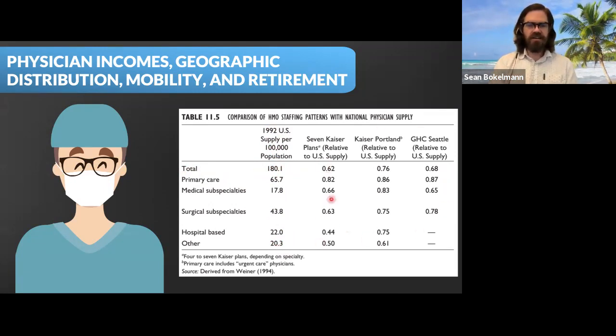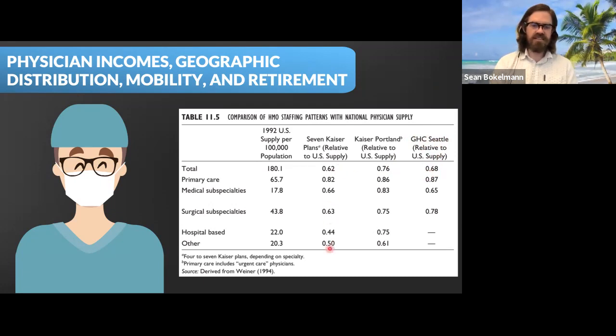And then what we see here are different types of HMOs. So we've got the 7 Kaiser plans, the Kaiser Portland plan, and the GHC Seattle plan. And all of these figures are relative to overall US supply. So for example, within the 7 Kaiser plans, this 0.62 is telling us that 62% of all physicians are part of this Kaiser plan, okay? And then we can see other proportions. The Kaiser Portland plan, 76%, GHC Seattle, 68%.